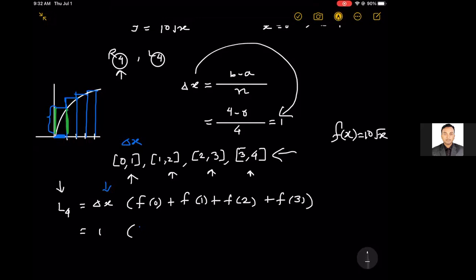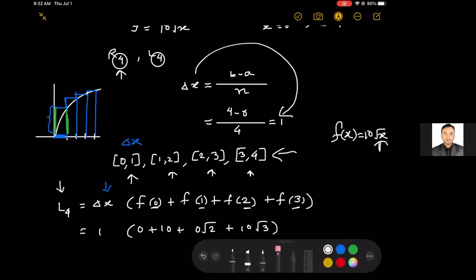So all we need to do is to replace this x by these values, right? We just need the functional values at those particular points. So f of 0 is 0. What's f of 1? Is it 10? 10, exactly, yeah. So 10 times square root of 1, it would be 10. So if we keep doing this, it would be 10 square root of 2 and 10 square root of 3, right?